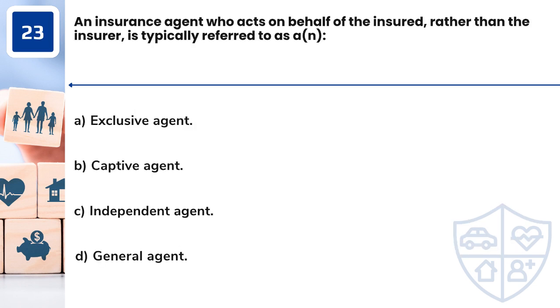Question 23. An insurance agent who acts on behalf of the insured, rather than the insurer, is typically referred to as an A. Exclusive agent. B. Captive agent. C. Independent agent. D. General agent.